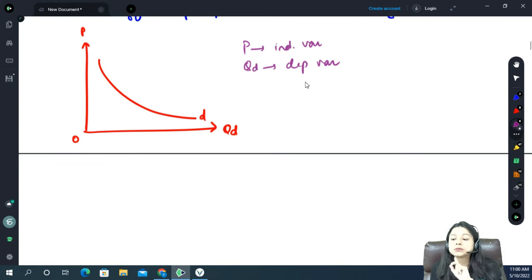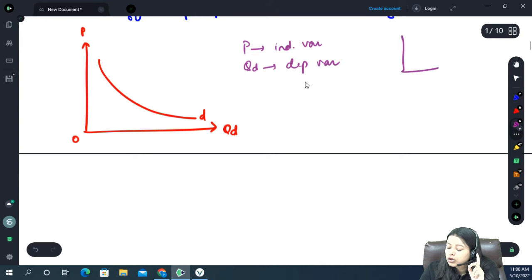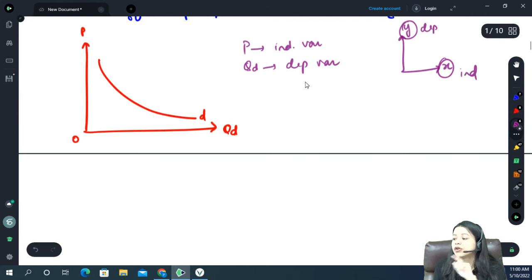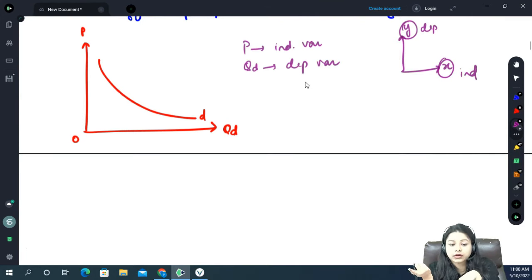We always plot the, here we have y, here we have x, right? So we call this as the dependent variable and this as the independent. Here, we are plotting it the other way around. Why are we doing this? This is a very general convention that we follow across everywhere in the world. We plot price on the y-axis, we plot quantity demanded on the x-axis.